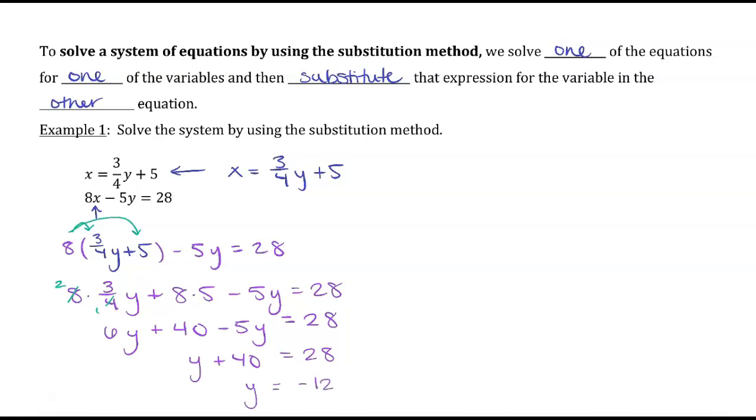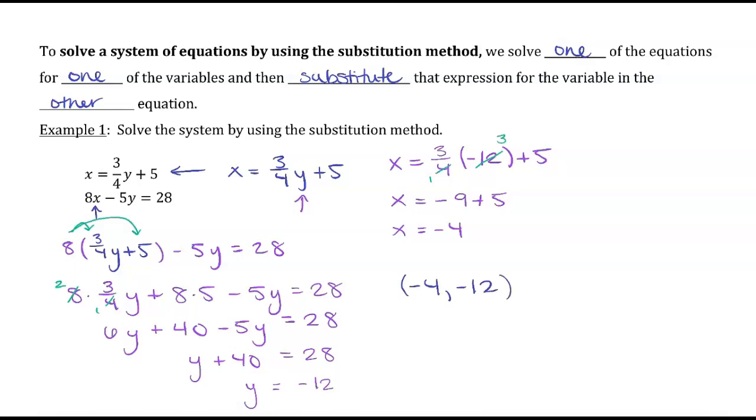Now that we know that y is equal to negative 12, we can substitute y equals negative 12 here and solve for x. So we have x equals 3 over 4 times y, which is negative 12, plus 5. Simplifying 3 over 4 times negative 12, we note that 4 goes into 4 1 time and 4 goes into 12 3 times. So this becomes x equals 3 times negative 3, or negative 9 plus 5, or x is equal to negative 4. Now we have that x is negative 4 and y is negative 12. We have the ordered pair negative 4, negative 12, and that's the solution to this system of equations.